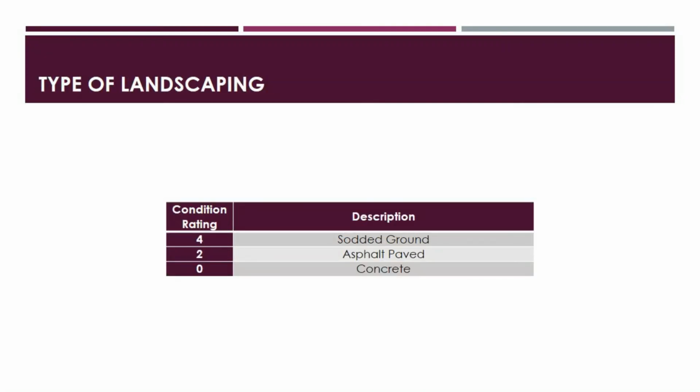The eighth category is the type of landscaping. So for a rating of 4, it means that the right-of-way is sodded ground and there is a low cost of excavation and refinish. For a rating of 2, it means that the right-of-way is asphalt or paved asphalt. So that requires a medium cost of excavation and to refinish. And as for a rating of 0, it means that we are using concrete or paving stone for the right-of-way, and what that means is that it has a high cost of excavation and a high cost to refinish.